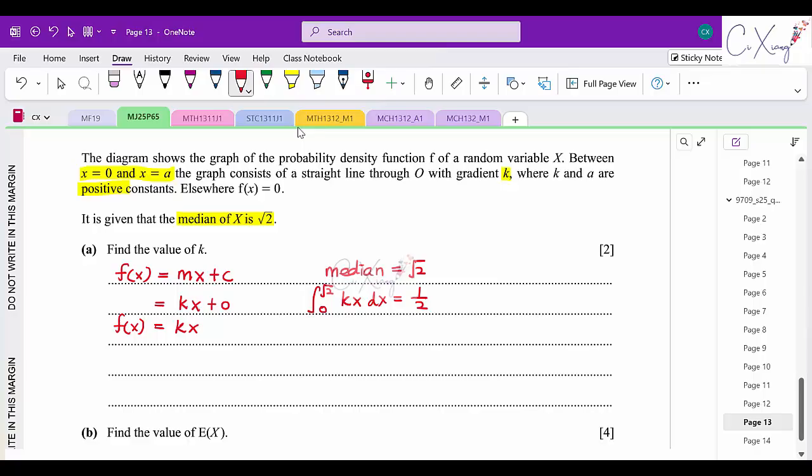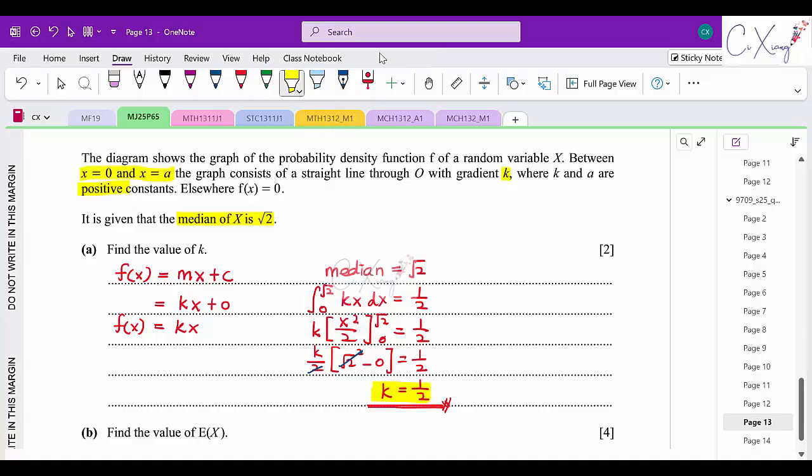Then you can start the integration. k is a constant, I usually prefer to take it out. Then I have x squared over 2. Then substitute in the limits √2 and 0. I still prefer to take out the constant. Substitute √2 into the x. Then you realize that √2 squared and 2 can be simplified, right? And very easily you will get your value of k, which equals half. So this is the method to find the value of k.